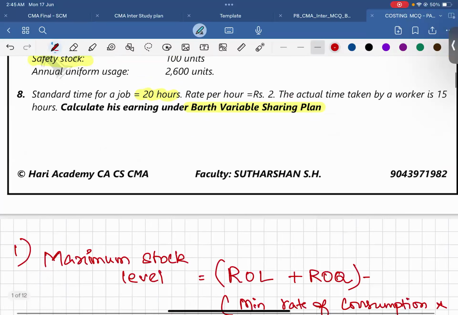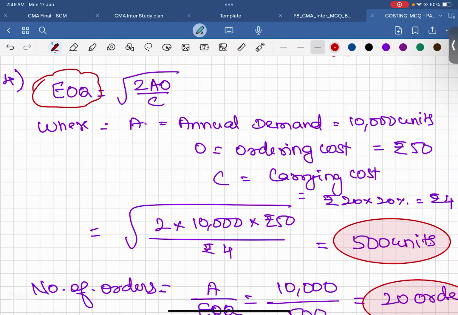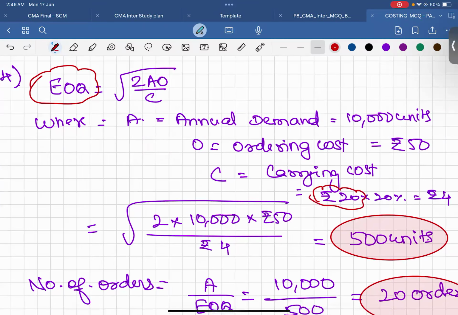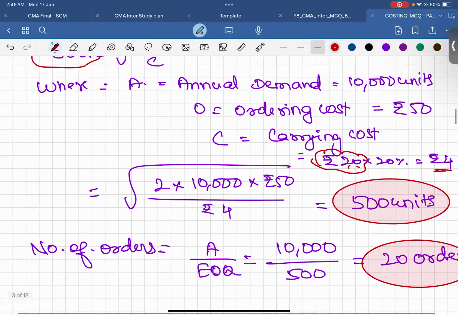Now we will go with question 4. They are asking EOQ. What is the EOQ formula? Repeat with me. Root of 2AO divided by C, where A is the annual demand, that is 10,000. O is nothing but the ordering cost. C is nothing but the carrying cost. Carrying cost should be calculated on the purchase value. Always it should be calculated on the purchase value, even though they have given 10% on average inventory, 20% on average inventory. You should calculate on the basis of the purchase price. So 20% into rupees 20, it will become 4. So root of 2AO divided by C, it is 2 into 10,000 into rupees 50 divided by 4. You will get 500 units.